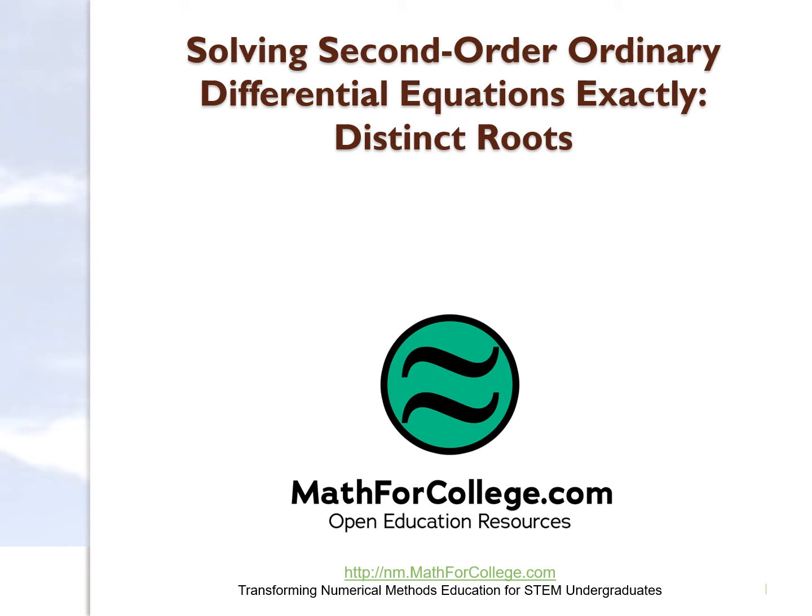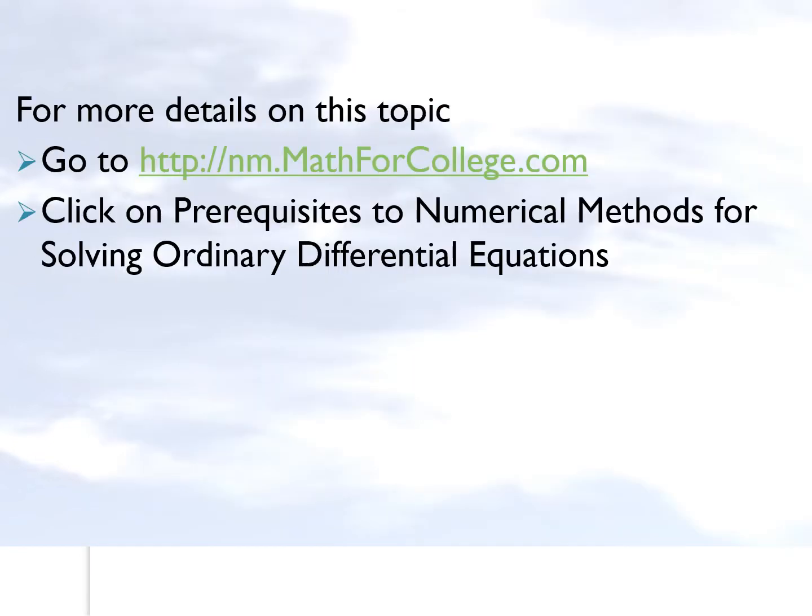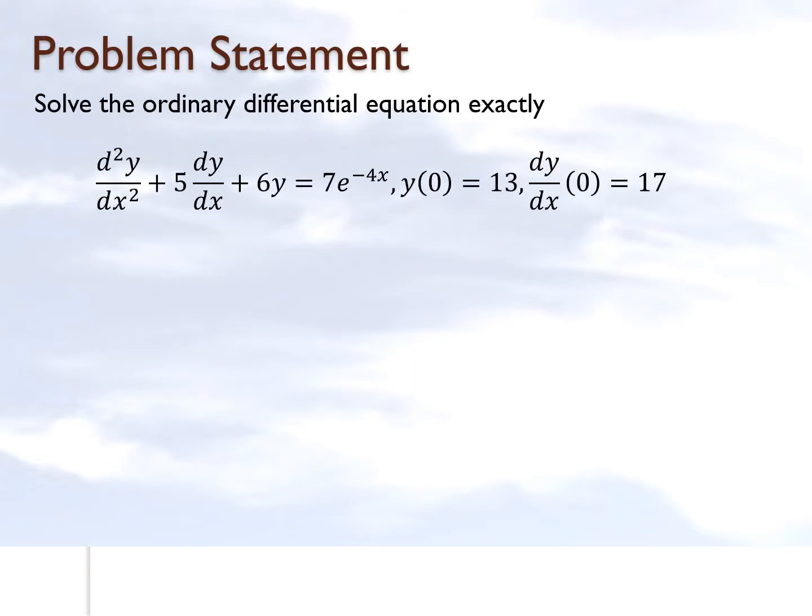In this segment, we'll solve a second order ordinary differential equation exactly. We'll take the example with the distinct roots of the characteristic equation. So this is the second order ordinary differential equation which we're going to solve. And it has this as the forcing function, while these are the two initial conditions which we'll need in order to solve this particular problem. So let's go ahead and get started.